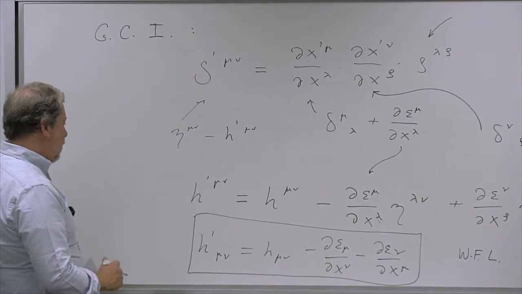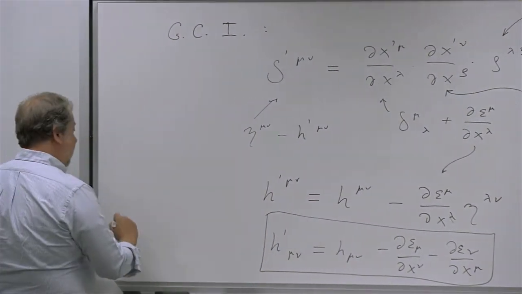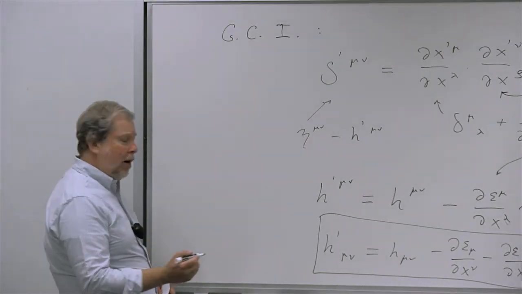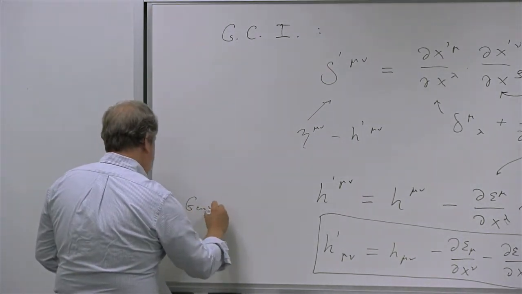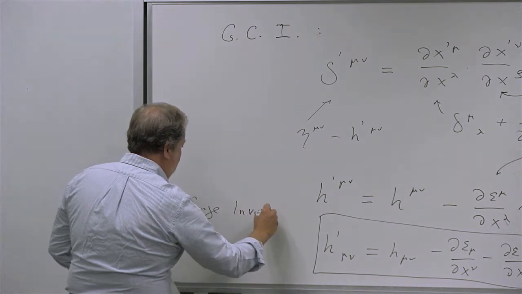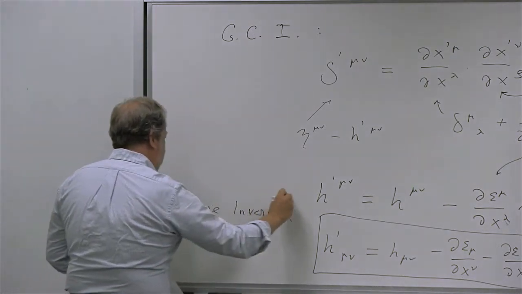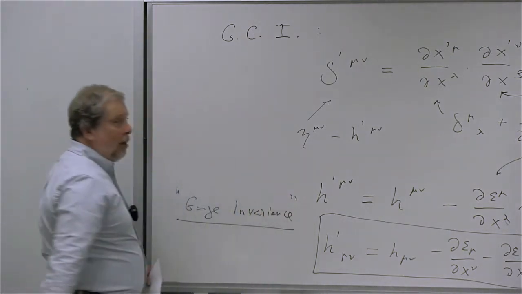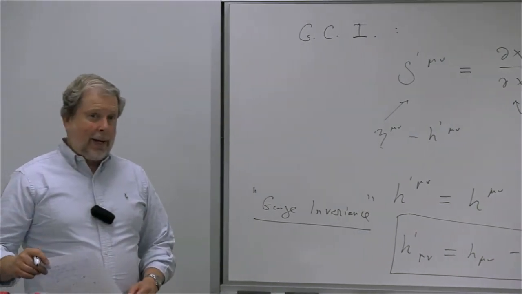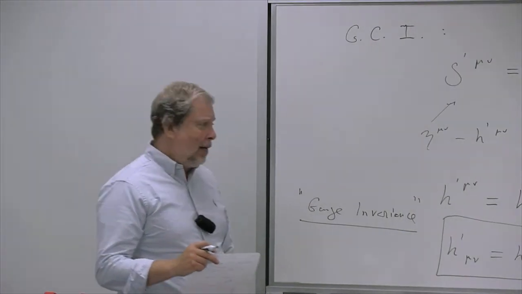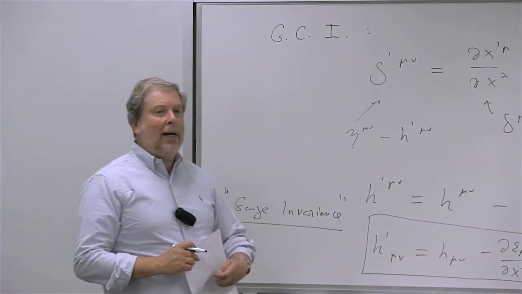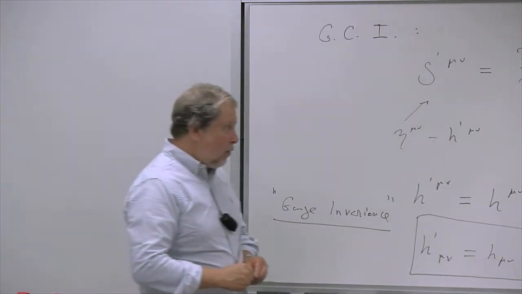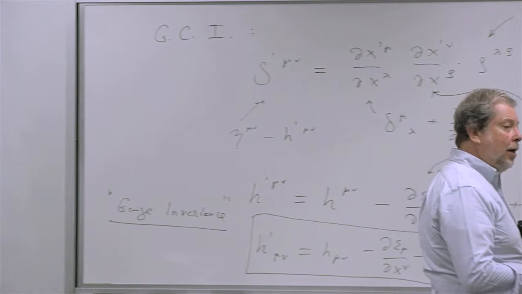And nevertheless, this is the gauge invariance of the weak field limit of Einstein's theory. This is the gauge invariance that we have here, and the reason why we call it by that name is, of course, because it's precisely the analog of what we have in electromagnetism. So that, of course, is very interesting.